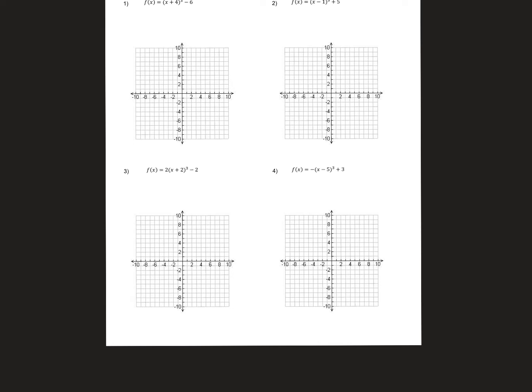Now, it's the exact same way that we graphed the radical or square root functions. As long as you understand the transformations, you can't really go wrong making these graphs. If we look at number 1, you'll see (x + 4) cubed. That plus 4, remember, is always backwards inside the parentheses, so that is left 4 spaces. And the -6 at the end is going to be down 6. So our graph should move left 4 and down 6.